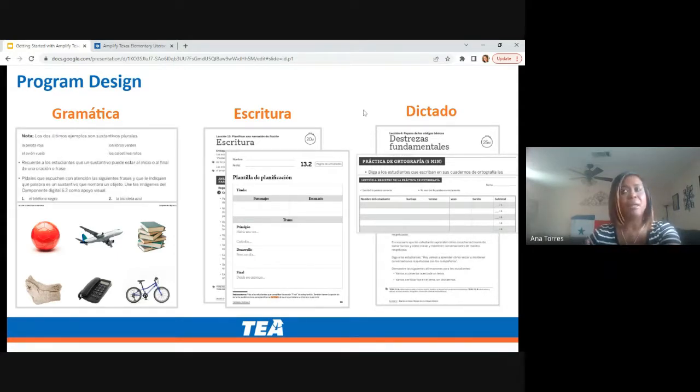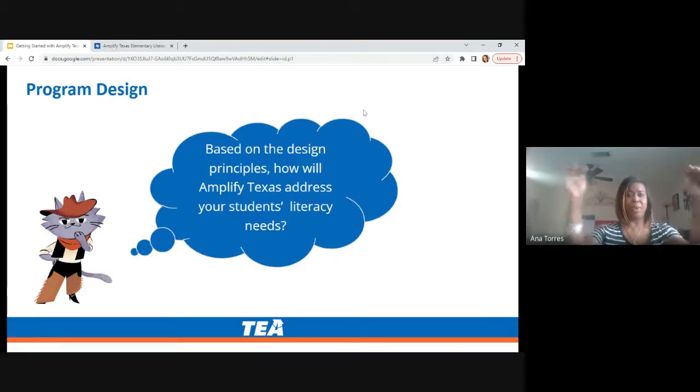So now that we've gone through the program design part of our time together, let's take a look at and be pondering on this question. And obviously, if you're taking notes and jotting down things, feel free to continue to do that. So based on the design principles, how will Amplified Texas address your students' literacy needs?